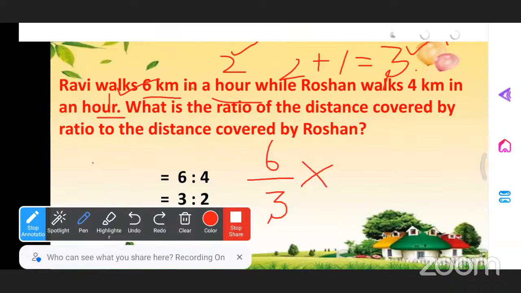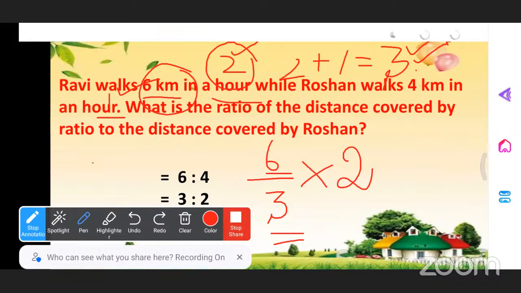Ravi, in 6 kilometers, he covered 2 hours. So you can write into 2 multiples. Now you are clear, Kana? Here the distance is 6 kilometers and total hours is 3 hours. Ravi takes only 2 hours. That's why I multiply into 2. Okay, Kana? All are clear about this step?